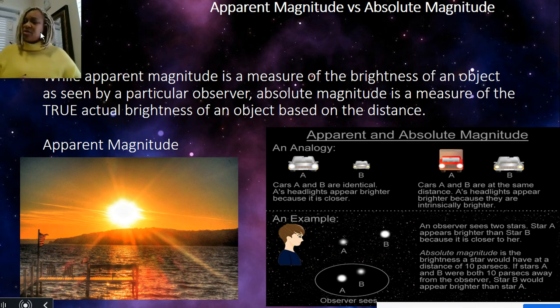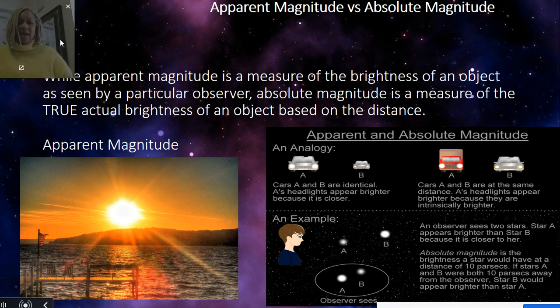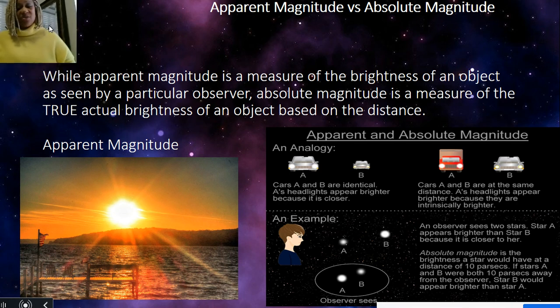Apparent magnitude is almost like saying, well, apparently it seems to look this way. So this is the picture I wanted to show you with apparent magnitude, because clearly when we look in the sky, apparently what we see is a star, which is the sun, shining really, really bright. However, is that the actual brightness of the star? Or is it seeming that bright because it is so close to Earth?